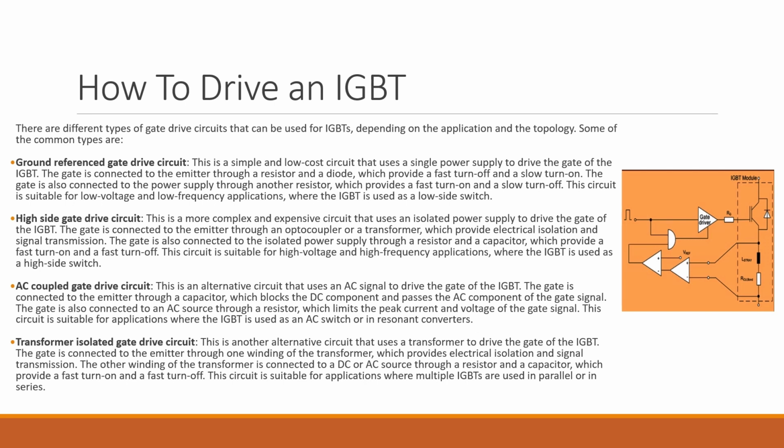The gate is connected to the emitter through a resistor and a diode, which provide a fast turn-off and a slow turn-on. The gate is also connected to the power supply through another resistor, which provides a fast turn-on and a slow turn-off. This circuit is suitable for low voltage and low frequency applications, where the IGBT is used as a low side switch.